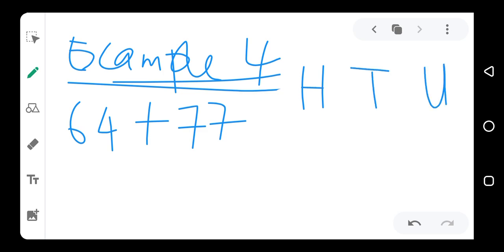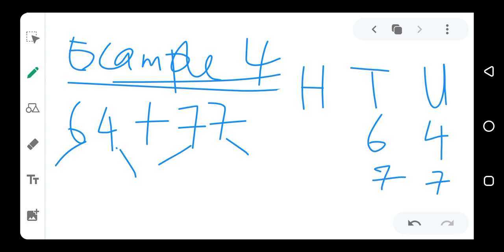Now for the first number, we have 64, 2 digits, 4 and 6. We write the first number, which is 4, under U. Then we write the second number, which is 6, under T. For the second number, we have 2 digits, 7, 7. We write the first 7 under U and second digit under T. Then we draw our line.